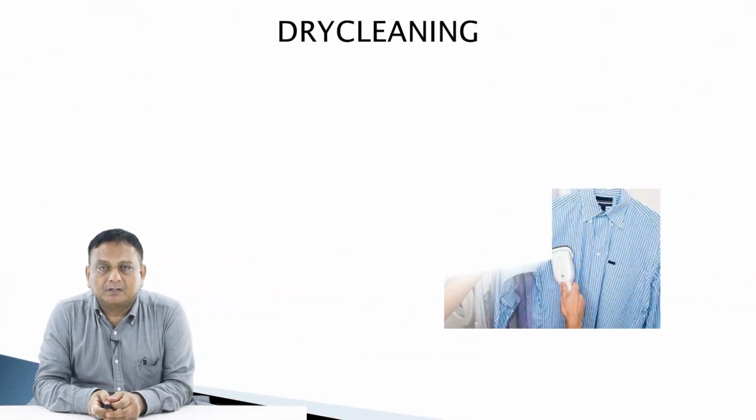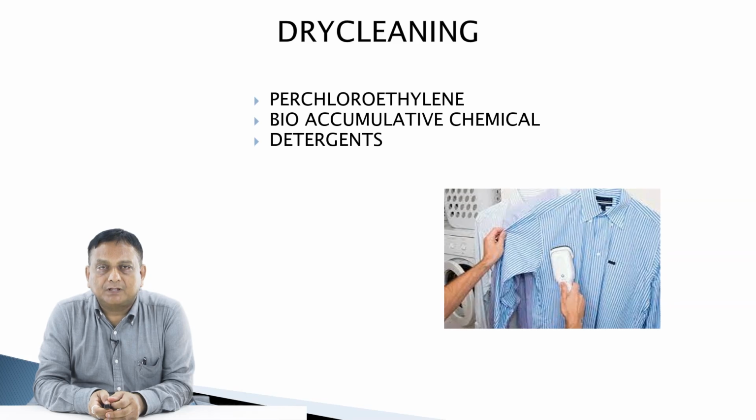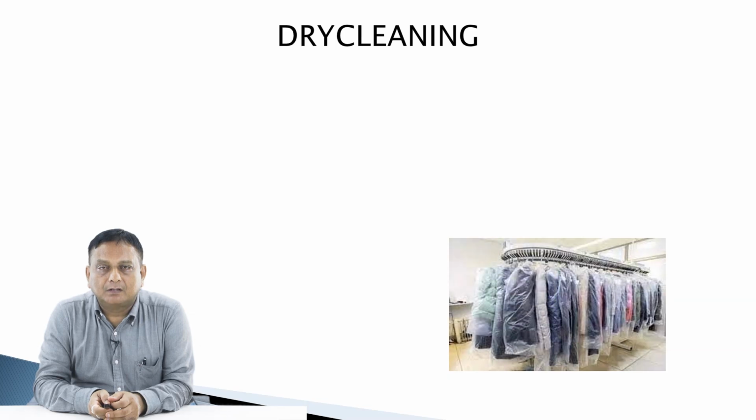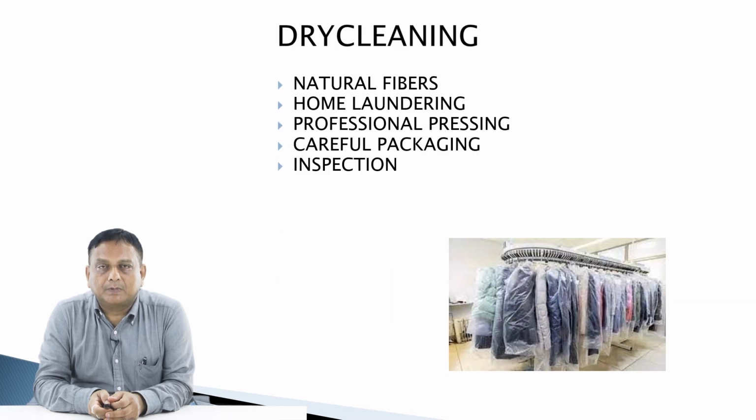So dry cleaning operation is carried out in the industry by using perchloroethylene, but a disadvantage is that it is bioaccumulative in nature, and detergents are also used along with these dry cleaning operations. Now dry cleaning, when you are talking, the commercial dry cleaning is normally carried out on the natural fibers. Professional pressing also is done during dry cleaning. Careful packaging is to be done, and finally the inspection. So those are the different steps that need to be followed during dry cleaning operations.